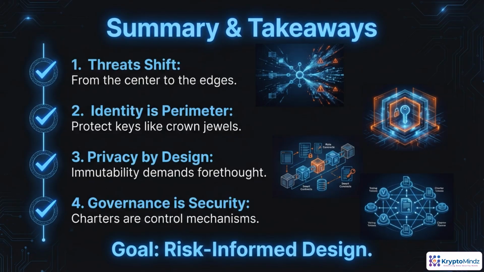In blockchain-based trust, risk moves outward. You're securing collaborating organizations, nodes, and keys, not just a central data center. Identities and keys effectively become your perimeter, so key management must be engineered, not improvised. Design privacy up front, because immutability makes mistakes permanent. And treat governance as a security control. Taken together, your North Star is always risk-informed design.